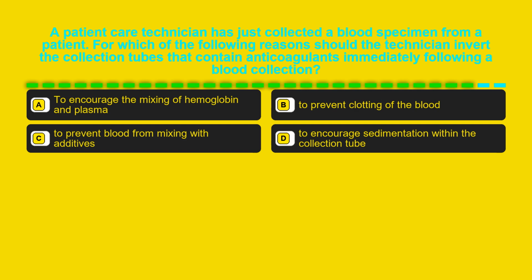Question 33. A patient care technician has just collected a blood specimen from a patient. For which of the following reasons should the technician invert the collection tubes that contain anticoagulants immediately following a blood collection? Option A. To encourage the mixing of hemoglobin and plasma. Option B. To prevent clotting of the blood. Option C. To prevent blood from mixing with additives. Option D. To encourage sedimentation within the collection tube.